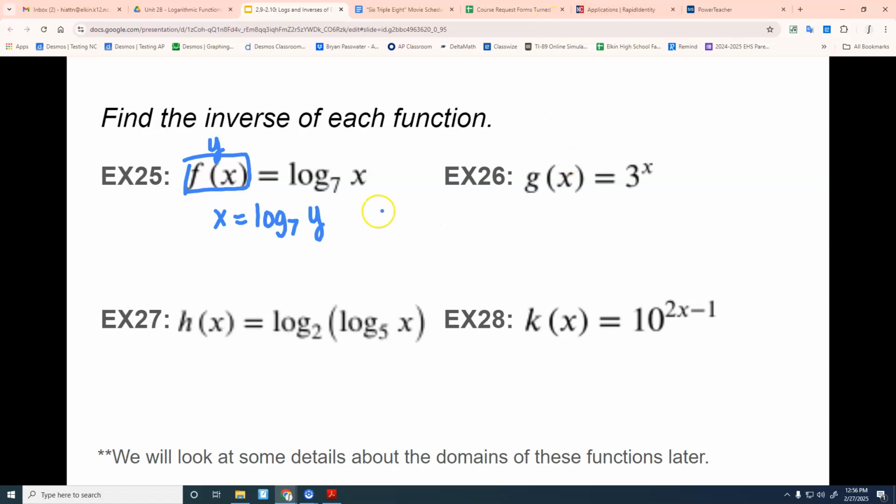So if I'm trying to solve for the y, I'm trying to get rid of log base 7. How do I get rid of log base 7? 7 raised to that power. We'll cancel that out on the right side. And if I do that to one side, I also have to do it to the other. So I'm getting 7 to the x power equals y. They will probably rewrite that with inverse notation like this and get f inverse of x equals 7 to the x.